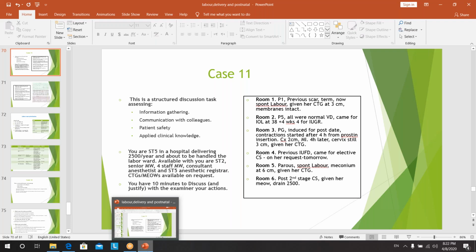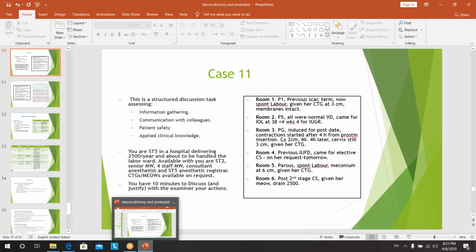So for the induction of labor, only CBC and group and save. And for normal, sir, what is the role for spontaneous labor patients? Even in normal, I don't know really if the patient came in spontaneous labor, what they will do. But I think there will be group and save, sure. But I don't know about the CBC.